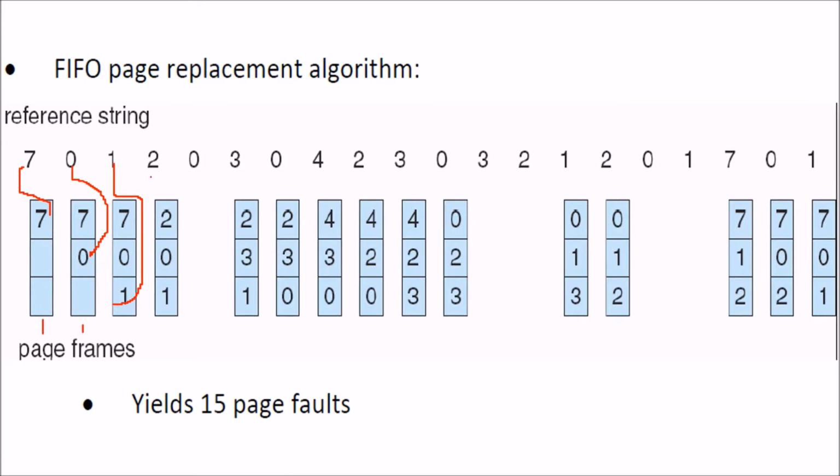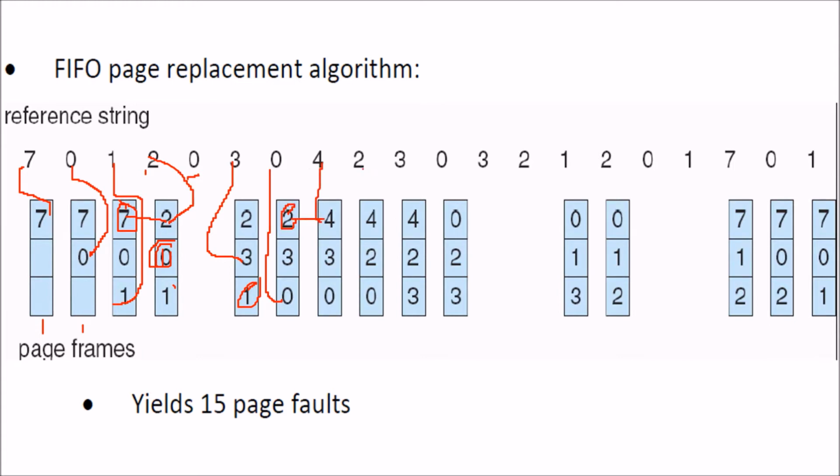Now 2 has come, which has to be replaced. This 7 has to be replaced, as it is the oldest one. 2 will come here. 0 is already there, so there will be no page fault. Now 3 comes. 0 is now the oldest, so 3 will replace this 0. Now 0 has come. 1 is the oldest now, so 0 will replace this 1. Then 4 has come. 2 is the oldest, so 2 will be replaced by this 4.